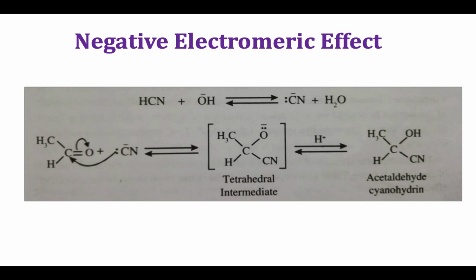The reaction is shown here. Nucleophile cyanide, CN minus, is generated from HCN and it attacks the pi bond of the carbonyl group, forming a tetrahedral intermediate. This on protonation gives the cyanohydrin of the corresponding aldehyde. Here, in this example, acetaldehyde plus CN minus gives the tetrahedral intermediate, yielding acetaldehyde cyanohydrin.